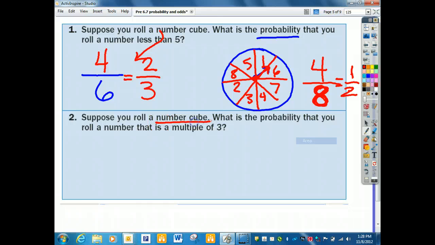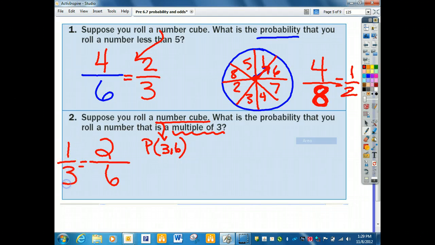Suppose you roll a number cube. What is the probability that you roll a number that is a multiple of 3? Who wants to give me a guess? 2. Where do you want me to put a 2? On top. Would you agree? Yeah. What are the numbers that are a multiple of 3 on a number cube? 3 and 6. So the probability of getting a 3 or a 6 is 2 out of 6, and that equals 1/3.